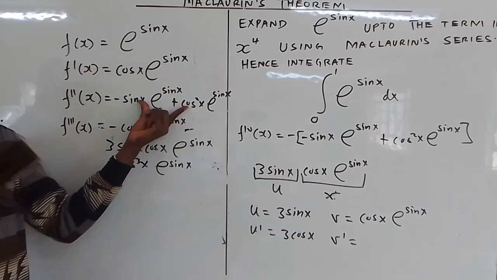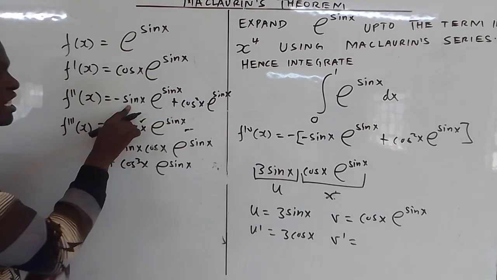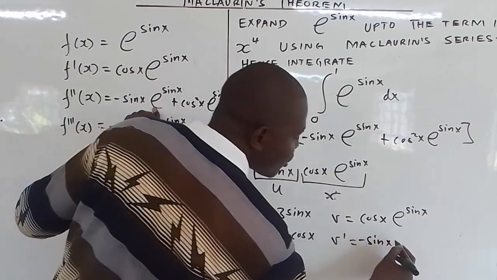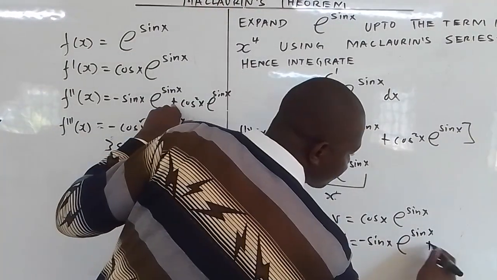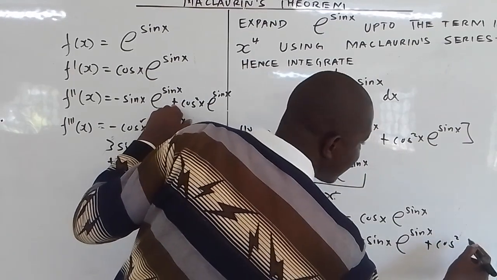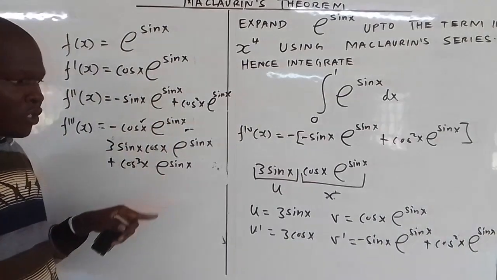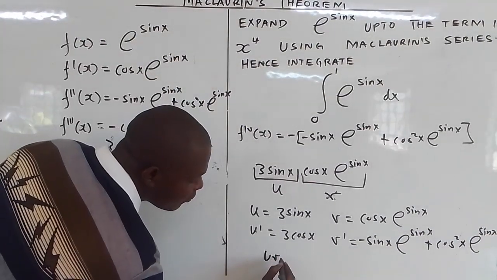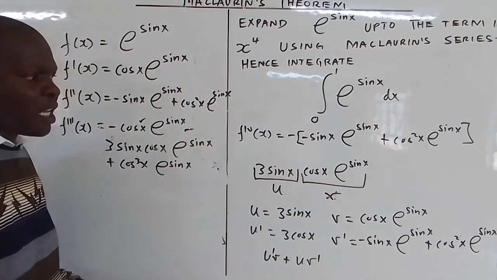Meaning this thing will just be a repetition of what you found previously. Are you seeing that? You found negative sine x exponential sine x plus cos squared x exponential sine x. Are you seeing what you found? So it means when you have uv, you're supposed to get u'v plus uv'. This is u prime, the other one is v prime, isn't it?